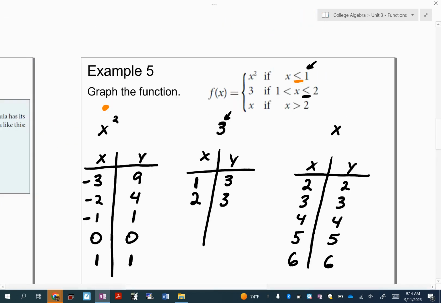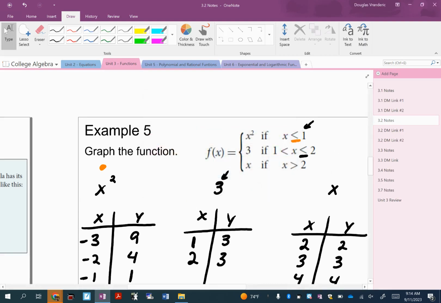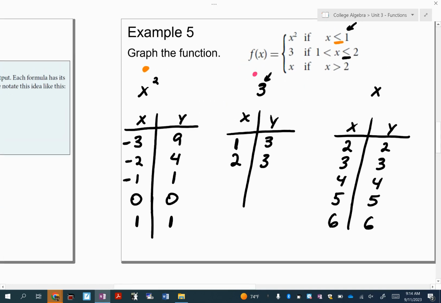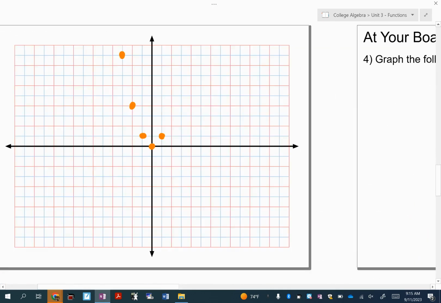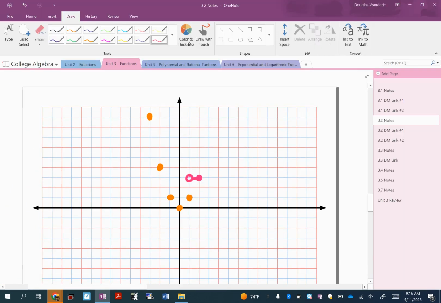Here's where it gets a little tricky. Let's use pink for the next one. And I'm going to plot 1, 3, and 2, 3, but because this doesn't have an or equal to underneath that symbol, I'm going to do an open circle for 1, 3. So 1, 3 is an open circle, and 2, 3 is a closed circle, and I can connect those. I'll connect the orange in a second. Forgot to do that. Sorry about that.